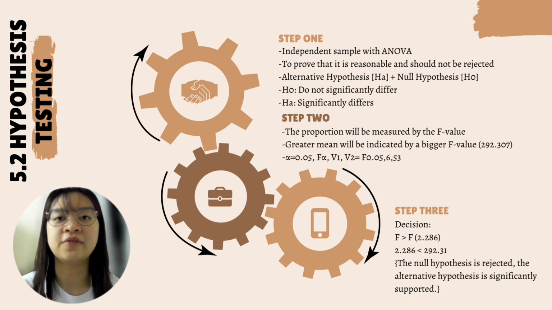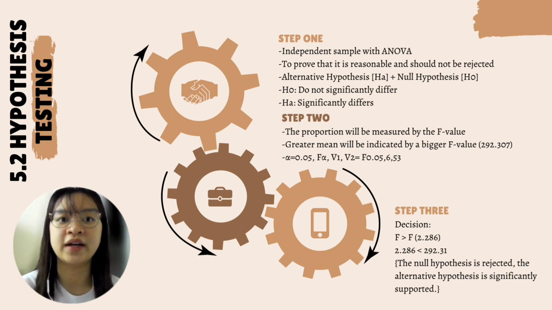Next, I will be presenting about 5.2, the hypothesis testing. In this part, we will be using an independent sample with ANOVA to measure the hypothesis in order to prove that it is reasonable and should not be rejected or otherwise rejected. In hypothesis testing, the ones that will be presented first will be the alternative hypothesis, which is HA, and the null hypothesis, which is H0.